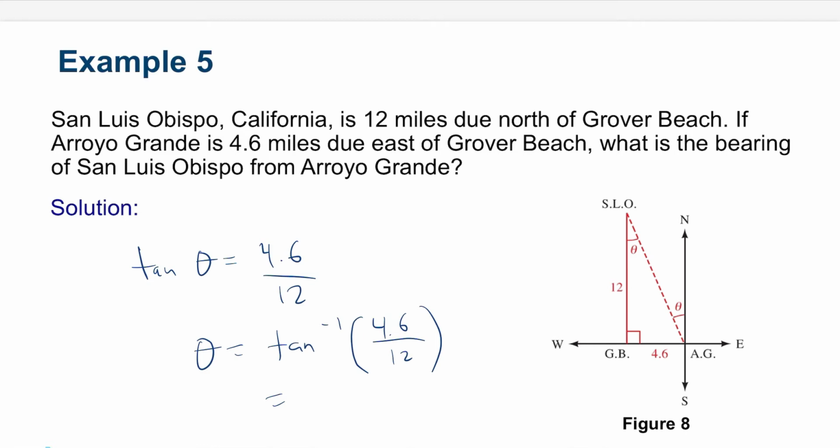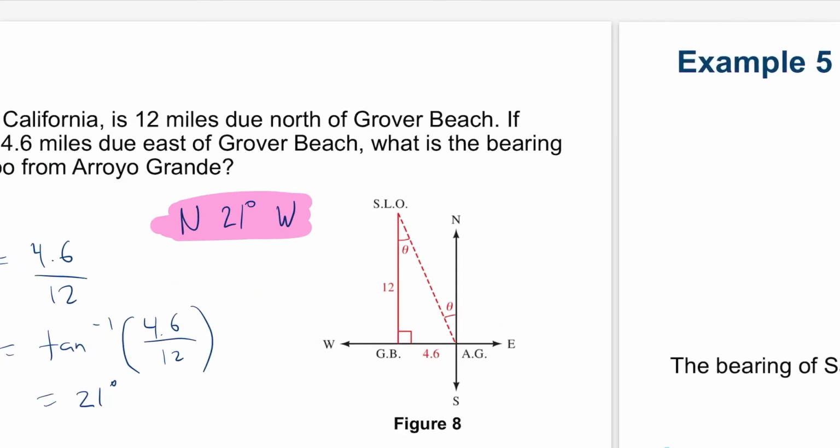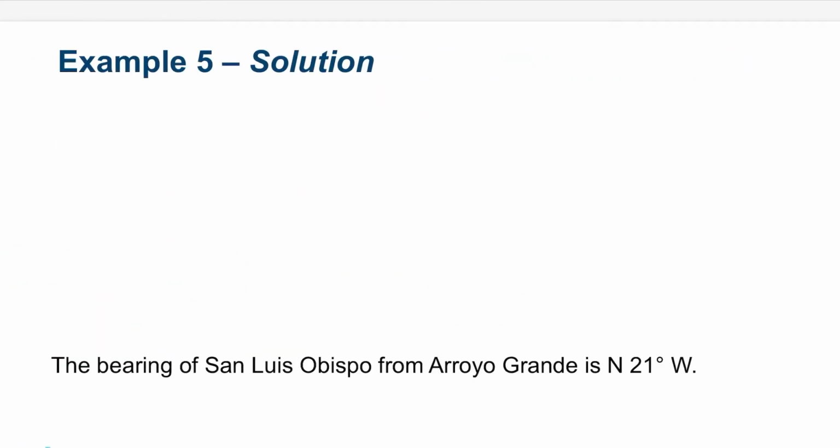And if you use that, inverse tangent, 4.6 divided by 12 is 20.97, which is going to round up to 21. I'm going to round that up to 21 degrees. All right, so we would say that the bearing is north 21 degrees west as our final answer. And there it is right there.